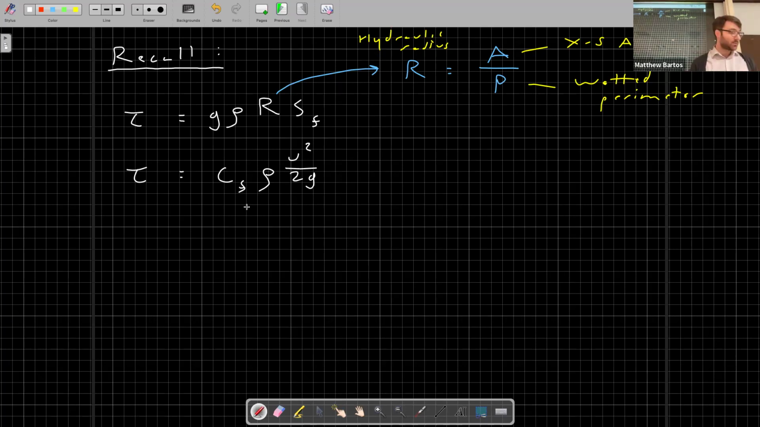And if we equated these two expressions, we ended up with the following. We have the acceleration due to gravity times the density times the hydraulic radius times the friction slope is equal to the drag coefficient times the density times u squared over 2g.